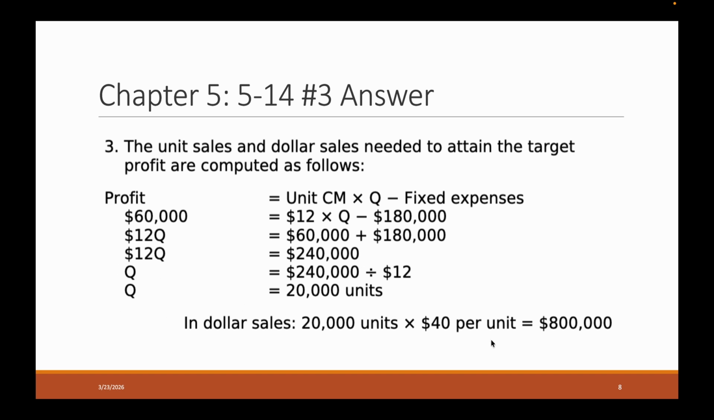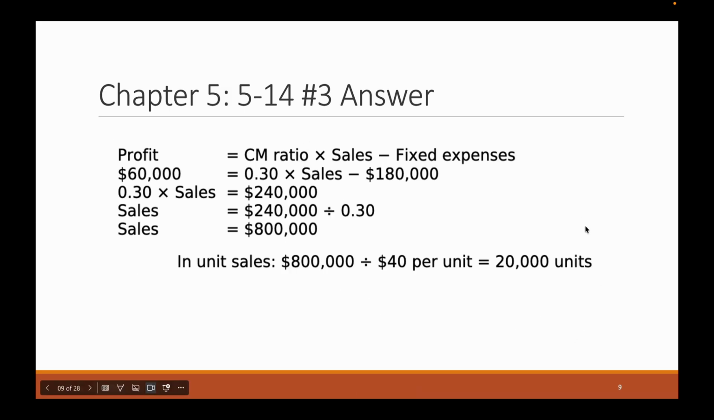And again, you can convert that into dollar sales easily by just multiplying the amount of units times the selling price per unit. And here is the alternative scenario where you start with calculating the sales first, and then you divide it by the selling price per unit to get units. But we've all gone over that already.